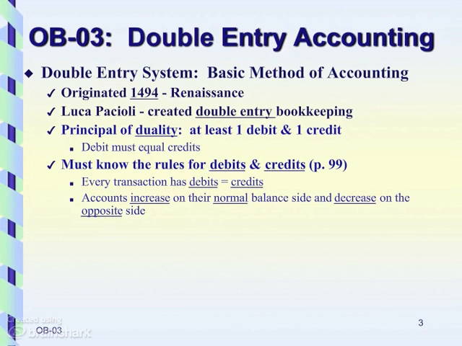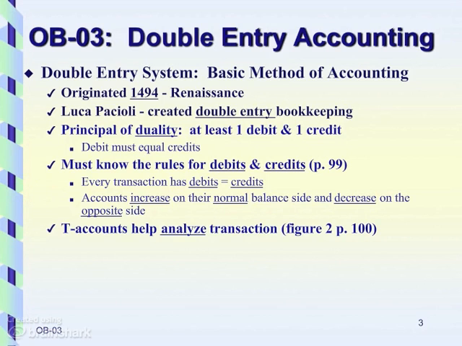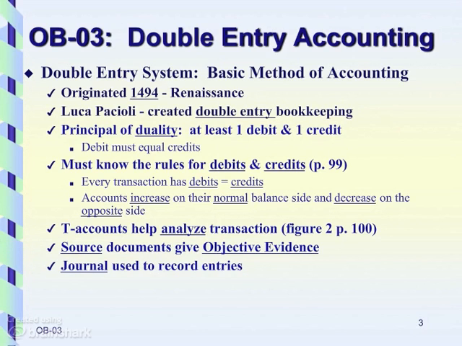T accounts can be used by managers and accountants to help analyze transactions. And every transaction must have a source document to provide objective evidence that a transaction has occurred. We record all of our transactions in our journals. Journals are called the Book of Original Entry. They are recorded in chronological order as the transactions occur.